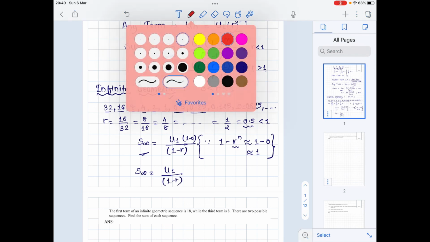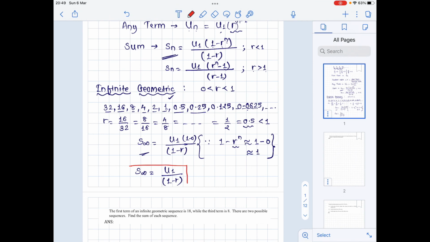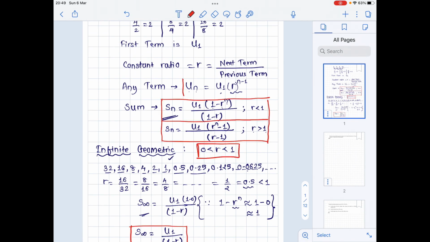So these are the concepts we are going to use for the geometric sequence. All these formulas are given in the formula booklet except r.